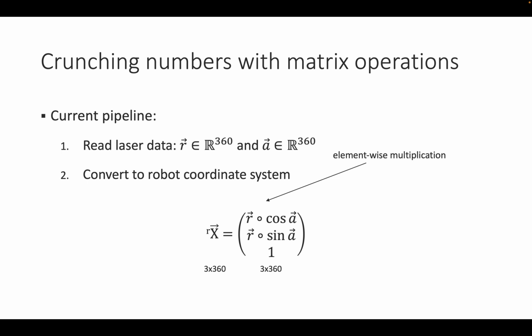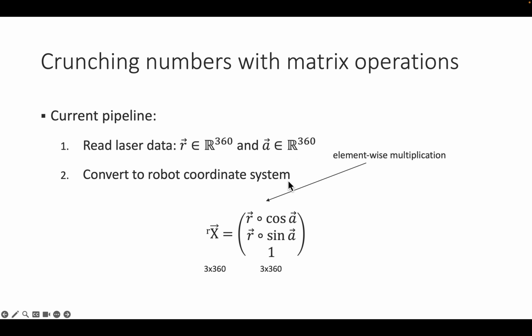So now, what is the deal? Why do we need this? Let's consider this pipeline of dealing with laser data. When we read the laser data, we get an array of 360 values. So it's an R in R360. This might look confusing, but just think about a vector in 3D, which is an R3. Now we have a vector with 360 entries, so it's an R360. And we get a vector I call A, that contains 360 different angles. So for each ray, we get one distinct angle.